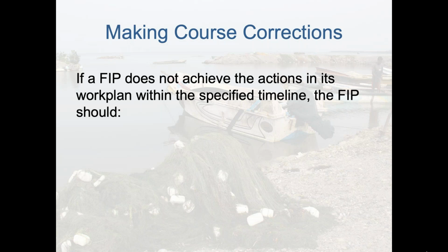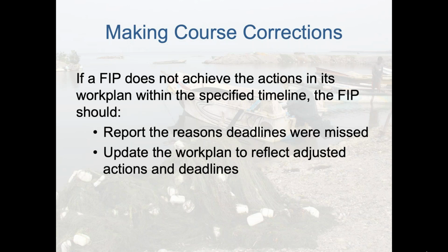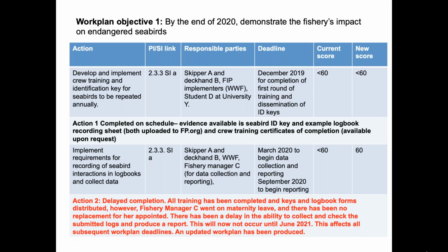So if a FIP does not achieve its actions in the work plan within a specified timeline, there's certain things that the FIP should do. The FIP should report the reasons why the deadlines were missed and should update the work plan to reflect the adjusted actions and deadlines. And we've just given a little example here on the next slide, which shows this happening.